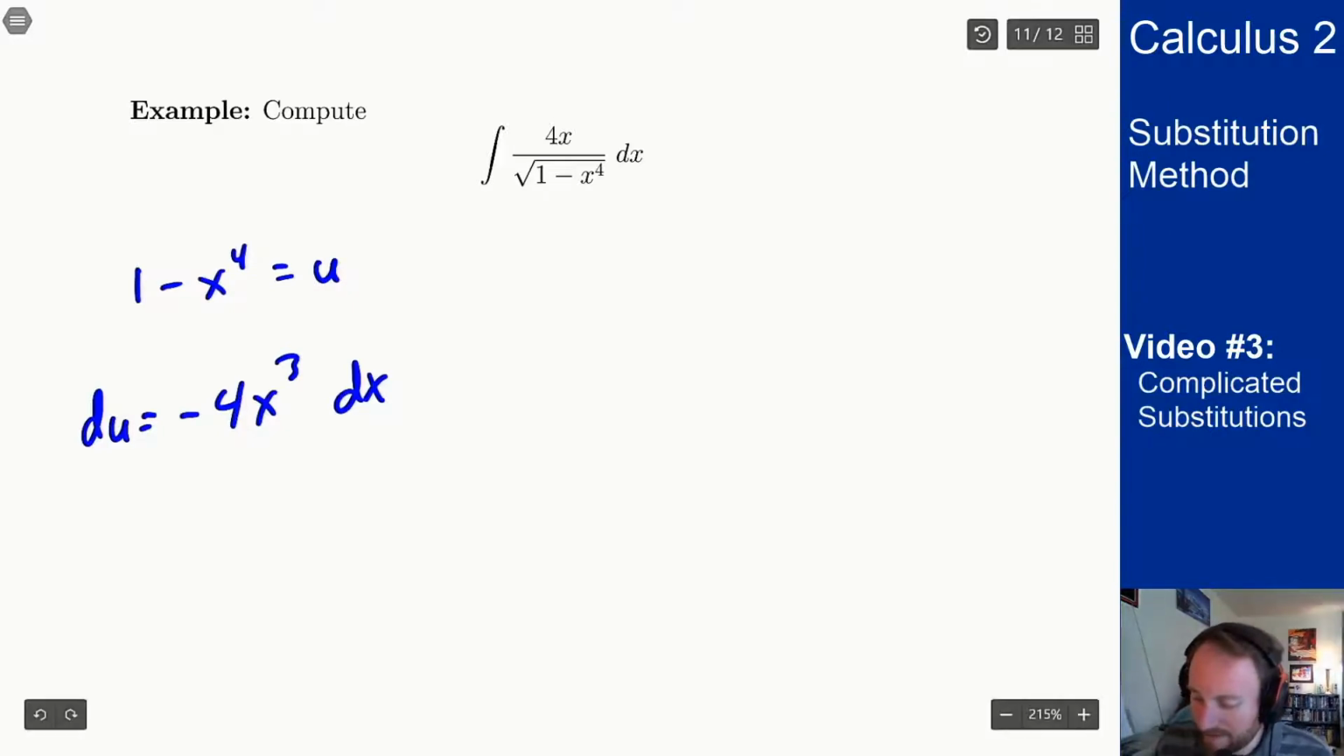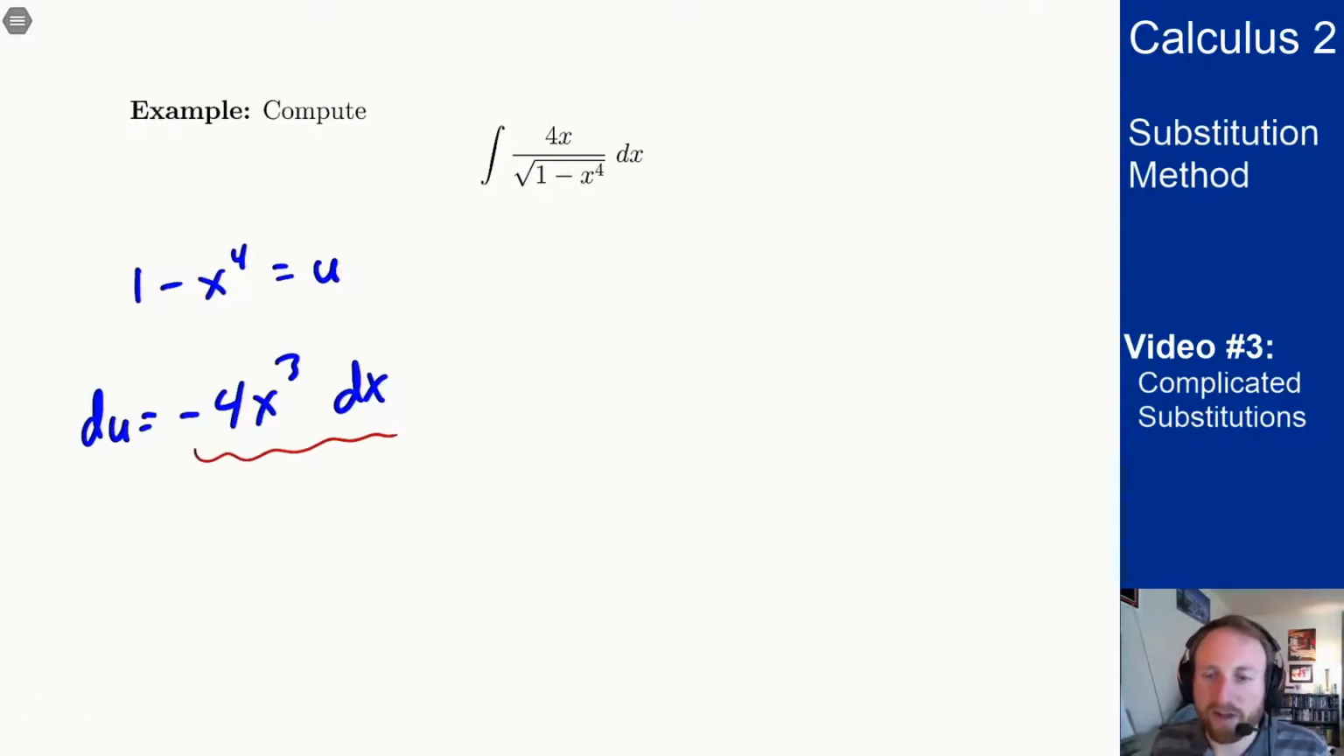And the problem is I don't have this anywhere in my problem. I don't see an x cubed. I have nothing involved at all that's going to let me get rid of that x that's going to show up in this answer here. So what can I do instead?